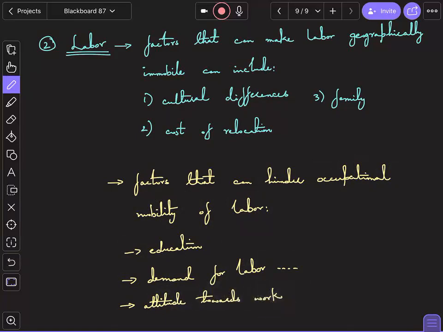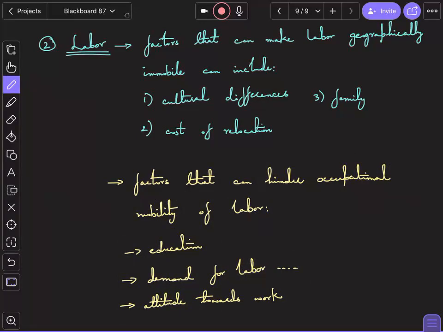Like for instance, if there are more years of education required, then you are probably less likely to switch to that occupation, because first you need to spend all those years educating yourself, and once you are done with educating yourself, then you will move into the occupation.